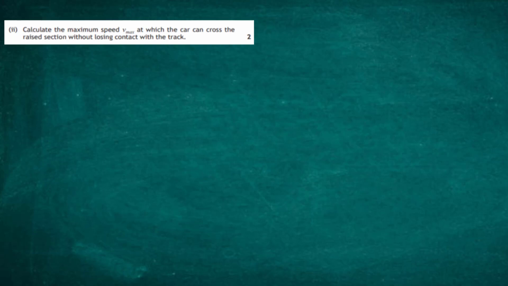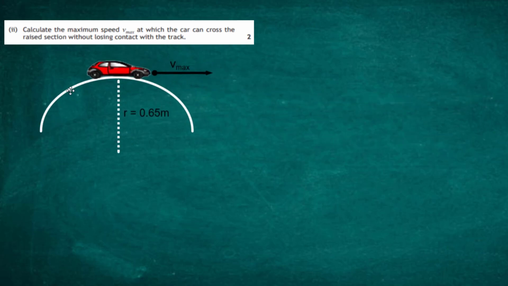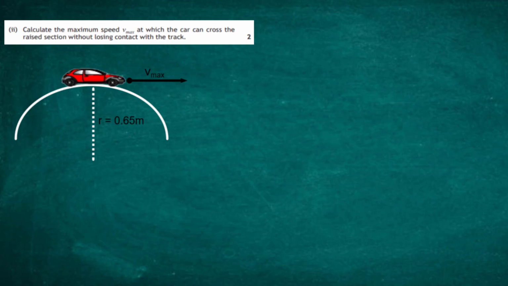Question part 2. Calculate the maximum speed Vmax at which the car can cross the raised section without losing contact with the track. So here's the situation. We have our maximum speed of the car without it losing contact, and we've got the radius of the track at that particular point, and we know from our previous derivation that the maximum speed which the car can achieve at the top of that road without losing contact is the square root of g times r.